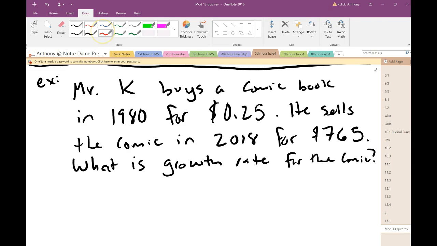Okay. So here it says Mr. K buys a comic book in 1980 for 25 cents. He sells the comic in 2018 for $765. What is the growth rate for the comic? First thing we need to do is establish which model we need to use. Which one of the four models would I want to use? The growth model. Everybody clear on that?